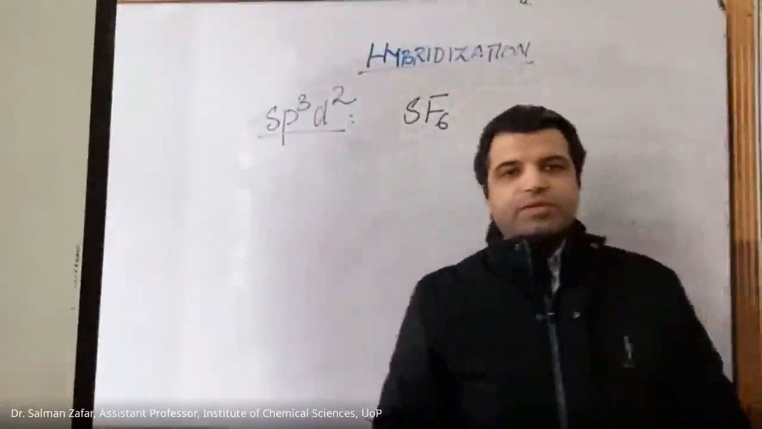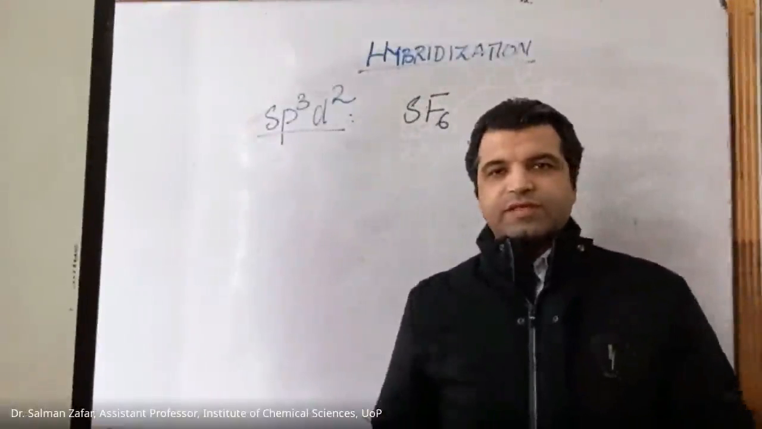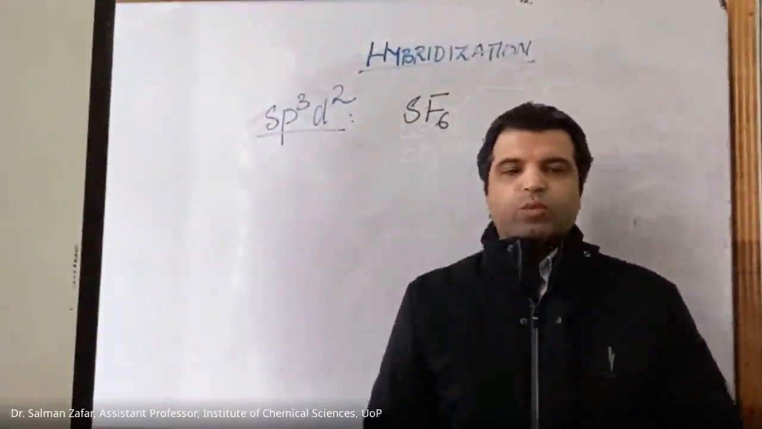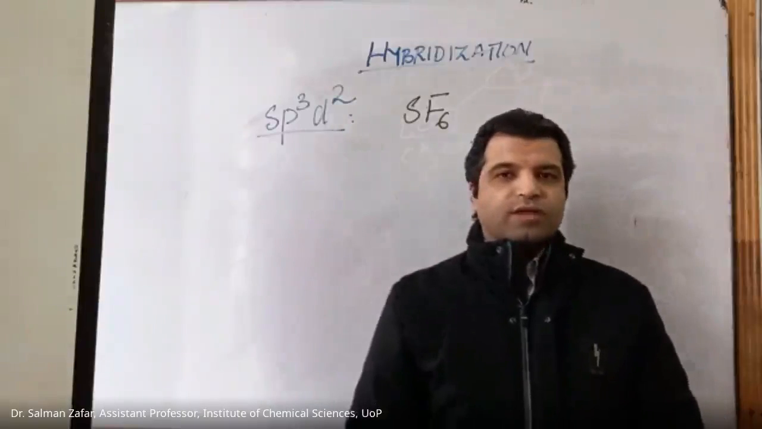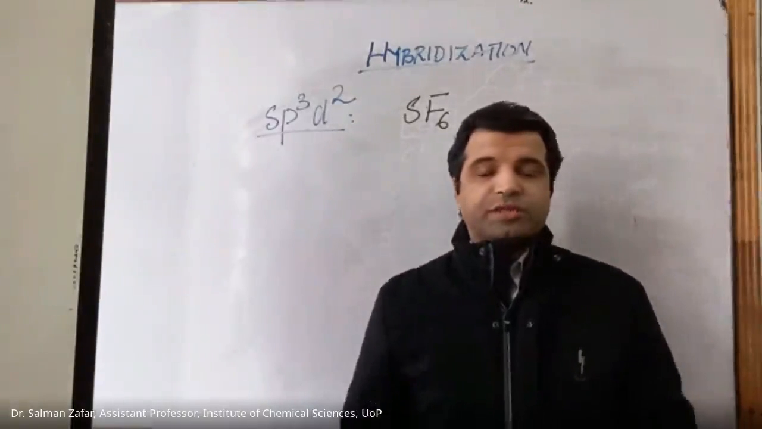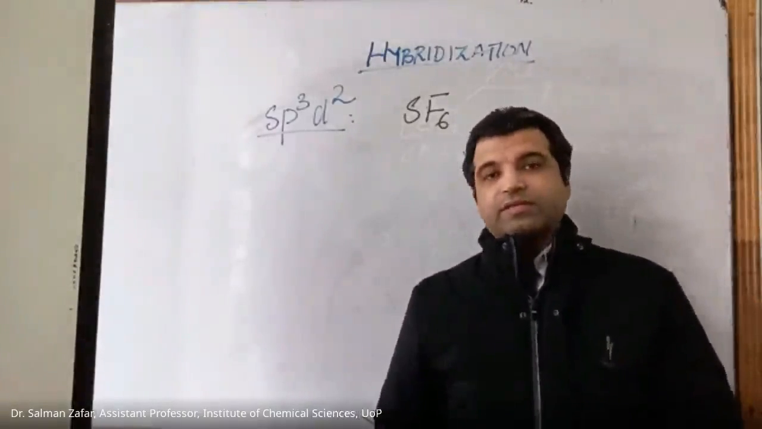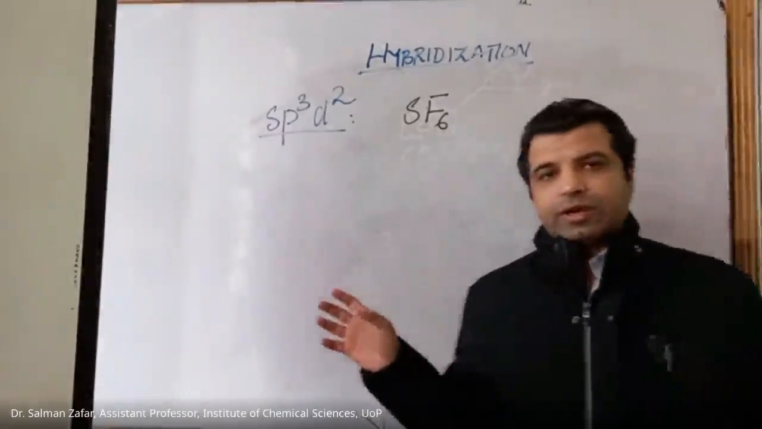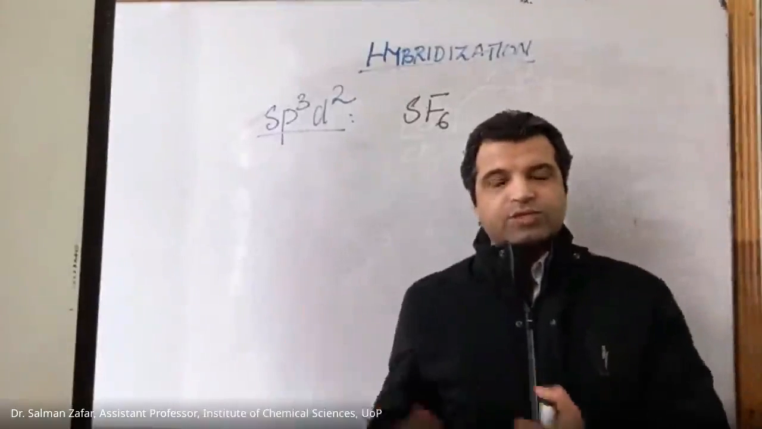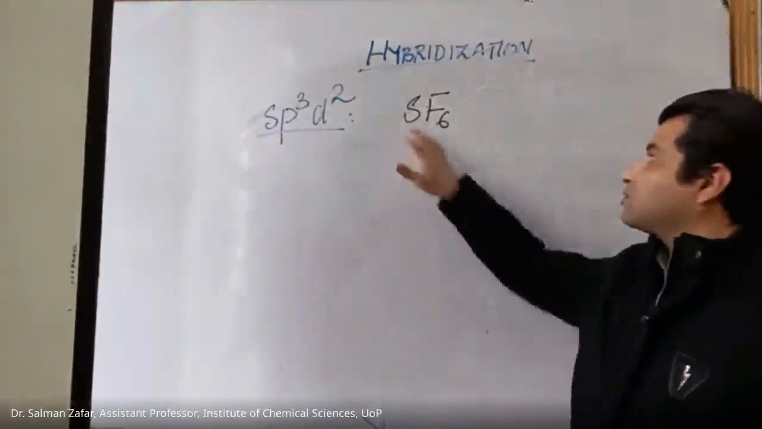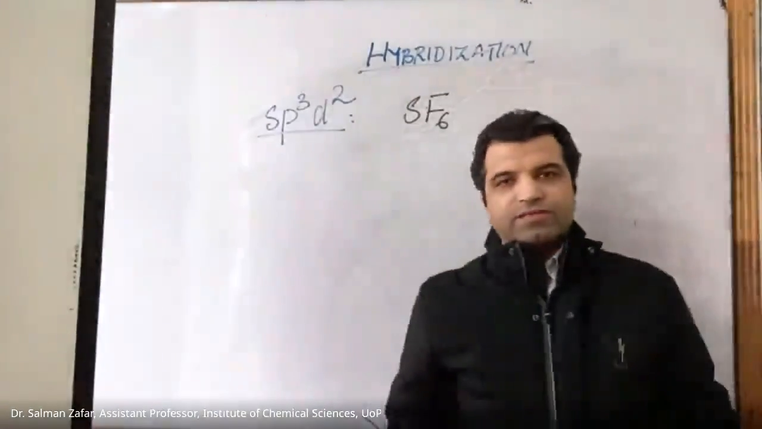So the first example is that of SF6. Let's see how SF6 is formed and what will be the hybridization of sulfur, or how we can determine the hybridization of sulfur in SF6. Now, as I told you earlier in the previous session, in such molecules we have a central atom. So the central atom in this molecule is the sulfur atom.